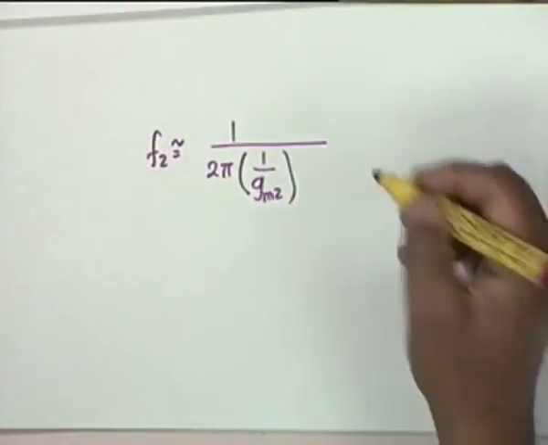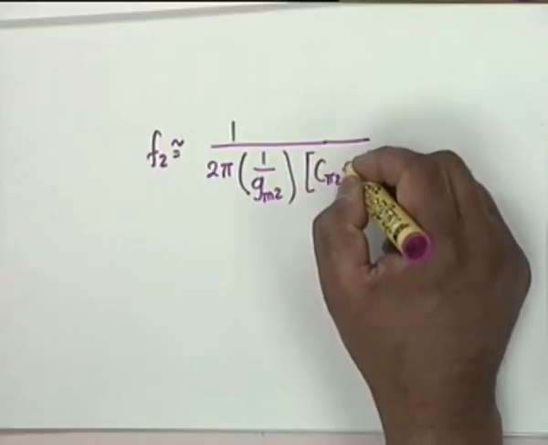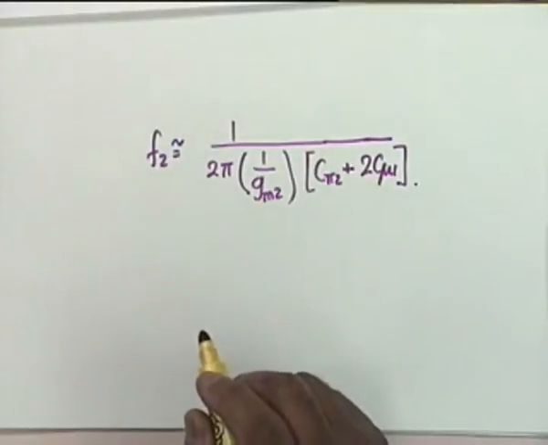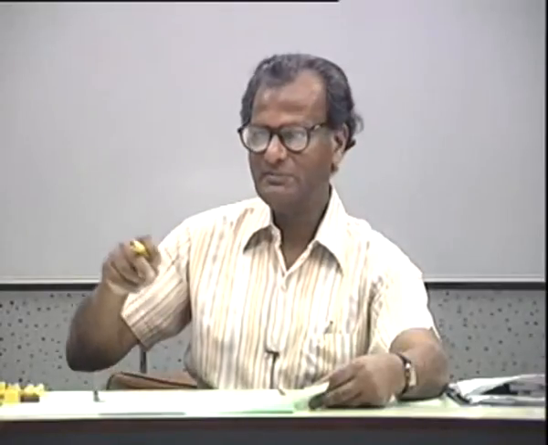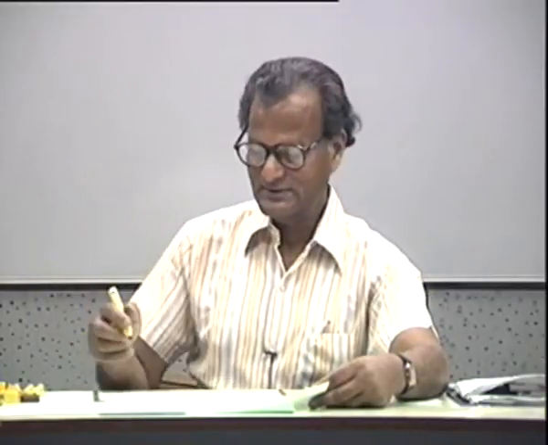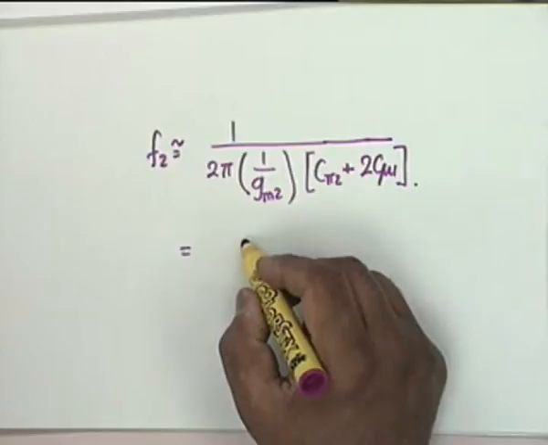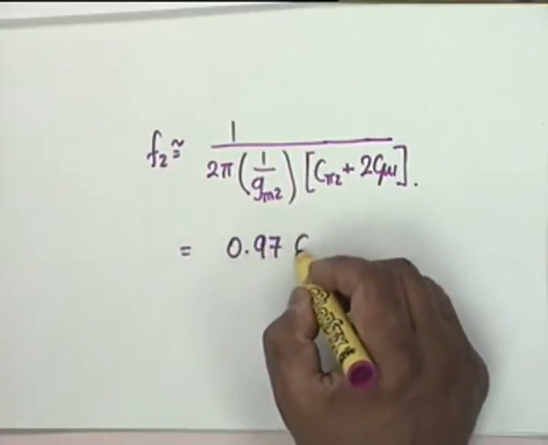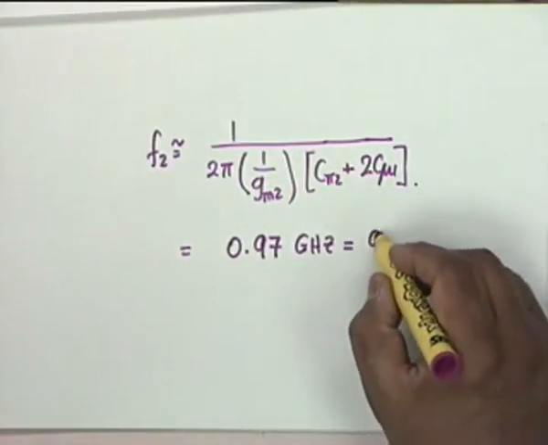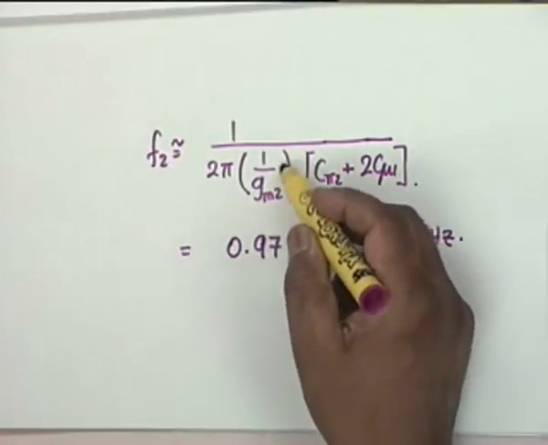So F2 is 1 over 2 pi times 1/gm2 times the total capacitance. What is the total capacitance? C_pi2 plus twice C_mu1, because the gain was equal to minus 1. This is C_mu1 multiplied by 1 minus gain, so 1 minus minus 1. All right. And if you substitute the values, this comes out as 0.97 gigahertz. How many megahertz is it? 970 megahertz.